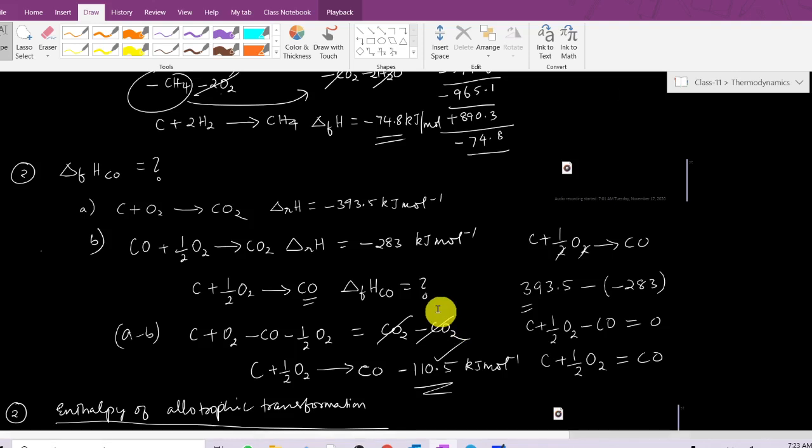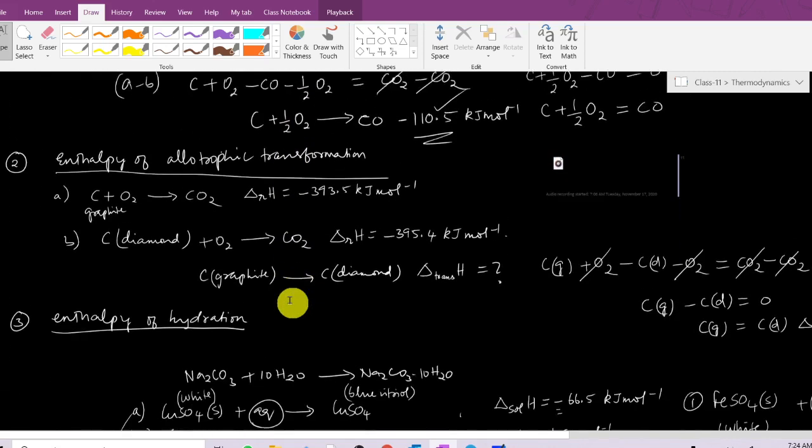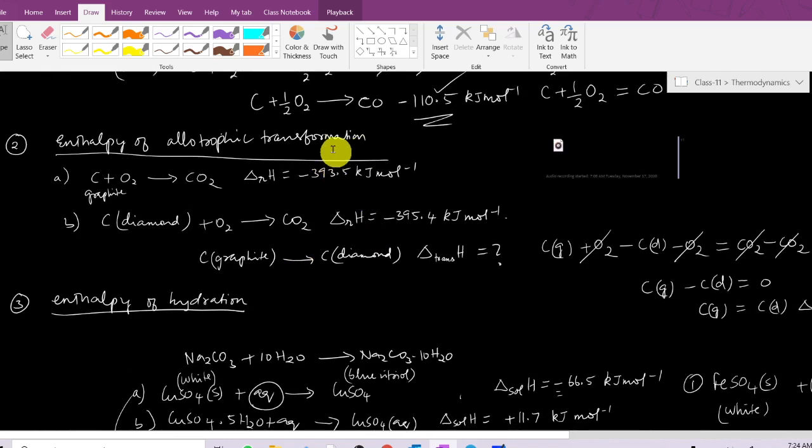So you will be given 2-3 linear equations like that. Instead of a linear equation, you have a chemical equation, that's all. So you treat them as a mathematical linear equation and you can solve for X or Y, which you would have done in your class 10. Okay, then the next application of Hess's law is enthalpy of allotropic transformation.